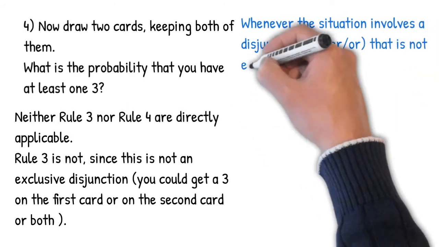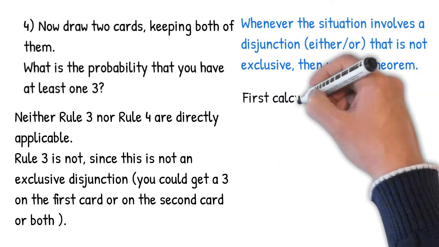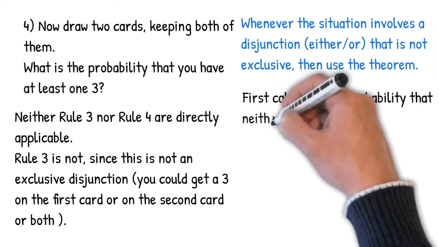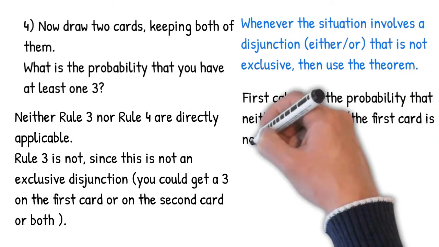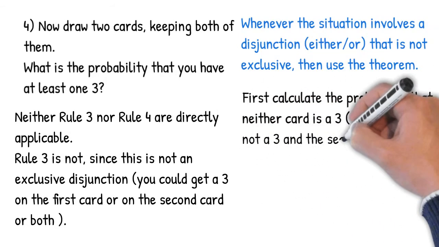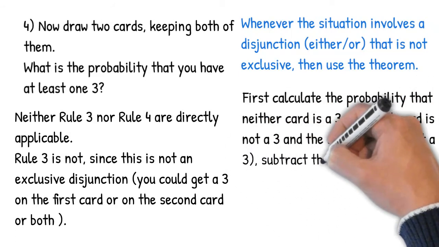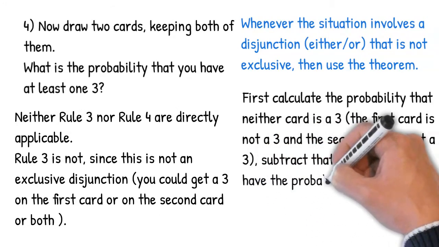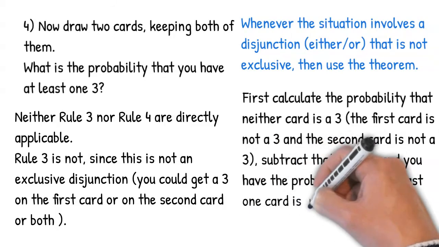Whenever a situation involves a disjunction that is not exclusive, we have to use the theorem. And when we're using the theorem, we first calculate the probability that neither card is a 3, right? The negation of our initial hypothesis. So the first card's not a 3, and the second card's not a 3. And then we're going to subtract that from 1, and that'll give us the probability that at least one card is, in fact, a 3.